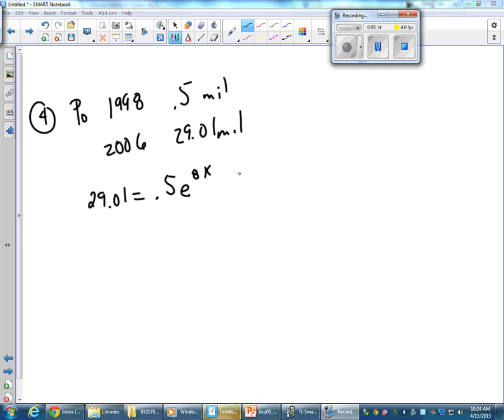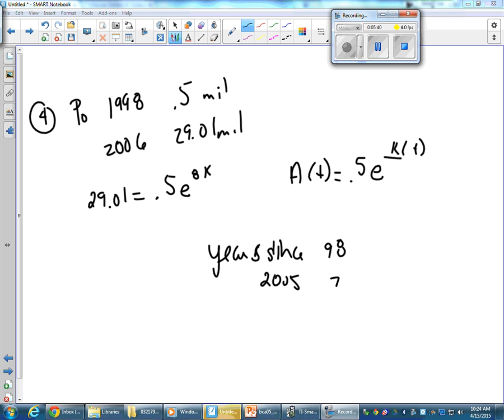Once you know that value of k, you can rewrite the equation. The amount will equal 0.5 e to the, now you'll know k, whatever it is, times the time. And they want to know for 2005, 2008, and 2011. So your time will be your years since 98. So for 2005, you would use 7. For 2008, t would equal 10. And for 2011, that would be what, 13 years? And so that's what you're going to plug in once you know what k is.